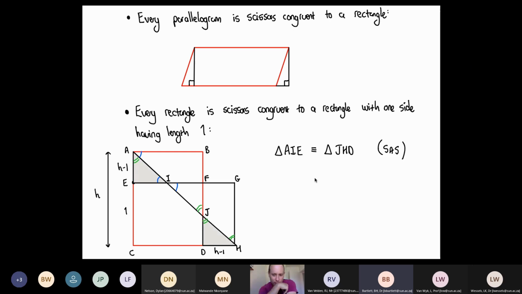And that allows me to conclude that triangle AIE is congruent to triangle JHD by side angle side. Because you see they have two angles. I forgot this angle here, it's DHJ, is also a blue angle. It is congruent to the other blue angles. Okay, and they both have a side length of H minus 1. So by side angle side, those two triangles are congruent.